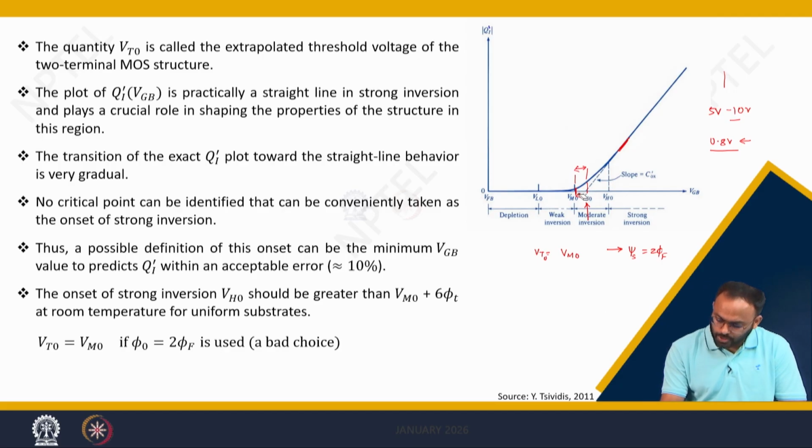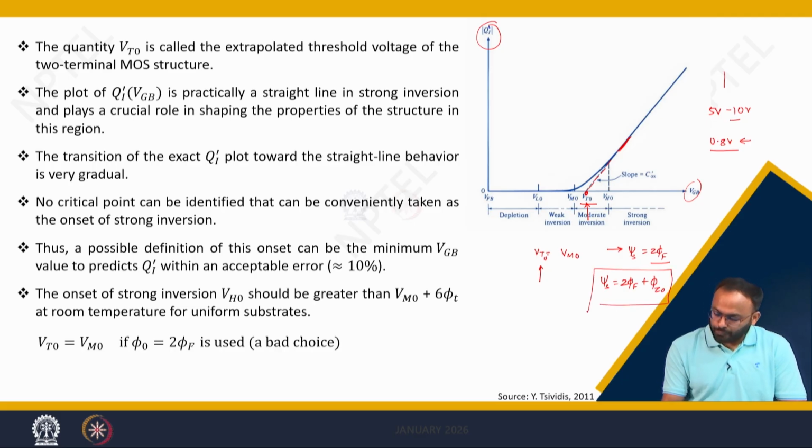Now, how can you choose this VT0? Again, we can say that in strong inversion my slope of Qi dash and VGB is almost linear. So what we'll do is draw a tangent and get an extrapolated value of VT0. That is what VT0 is: it is not taken as surface potential psi s equal to 2 phi f, rather psi s equal to 2 phi f plus some amount.